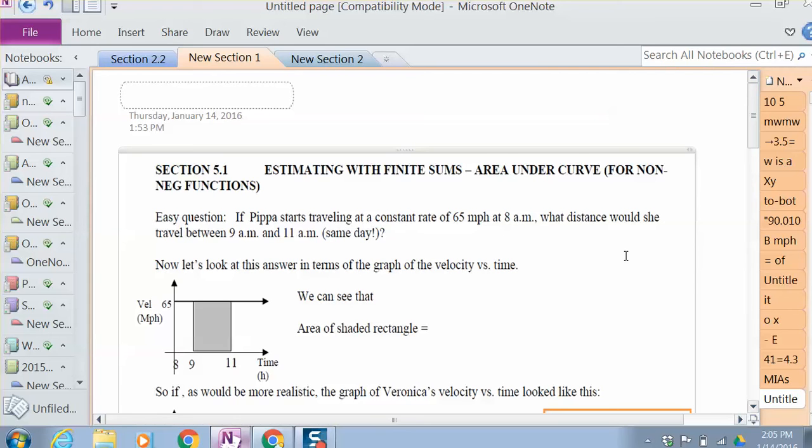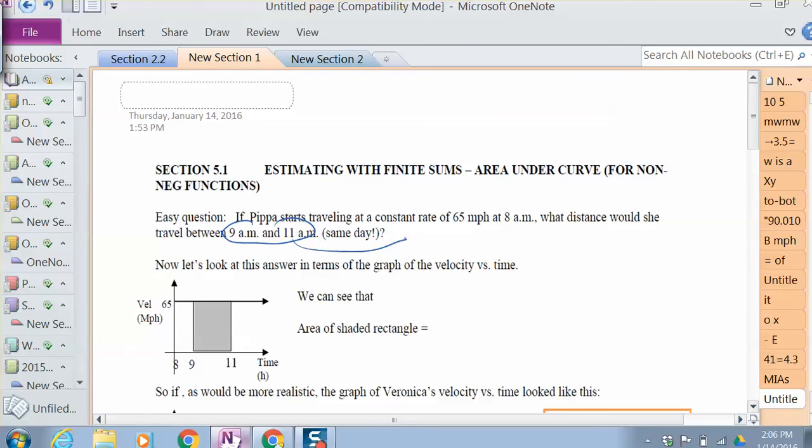Before I get into all those details that I just discussed, let's talk about geometrically what's happening beneath the curve. So let's start with a question like this. If Pippa starts traveling at a constant rate of 65 miles per hour at 8 a.m., what distance would she travel between 9 a.m. and 11 a.m. the same day? So hopefully you realize that she's on the road for 2 hours.